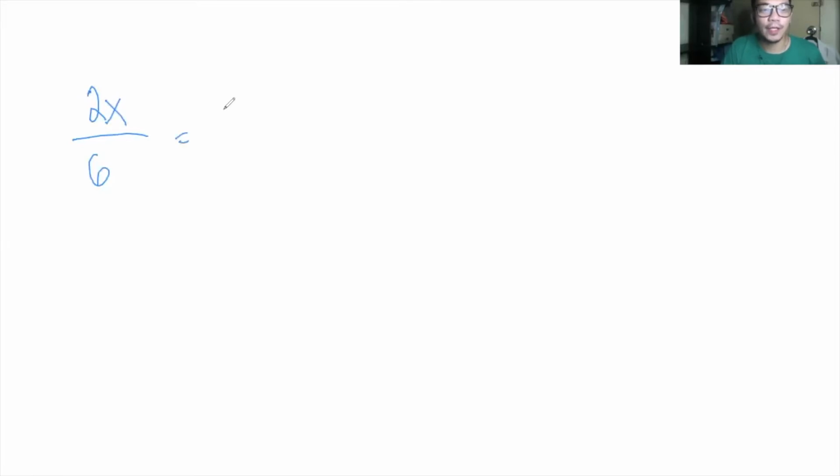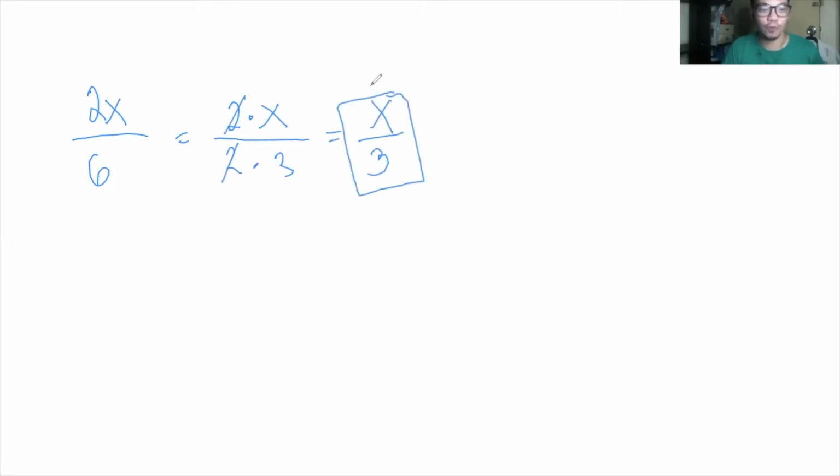So the factors of 2x is just 2x. There's no more prime factors for 2x. And then for 6, we have 2 times 3. So we can cancel the 2 here. Therefore, the answer is just x over 3. So x over 3 is the simplified form of 2x over 6. Okay? Let's have another example.